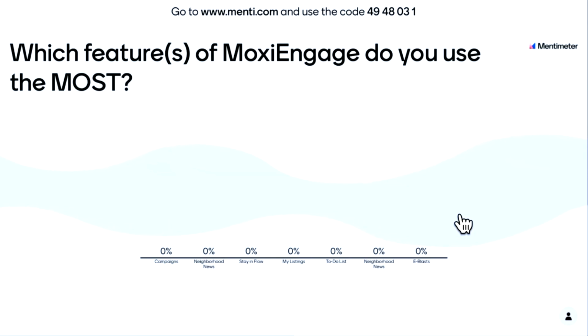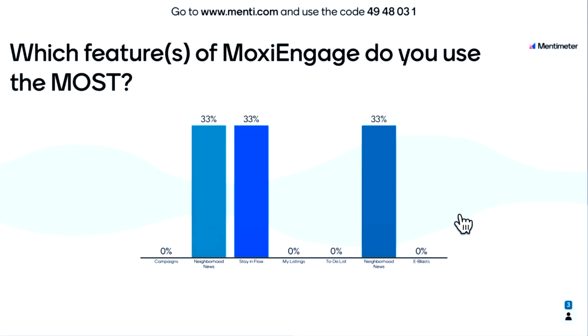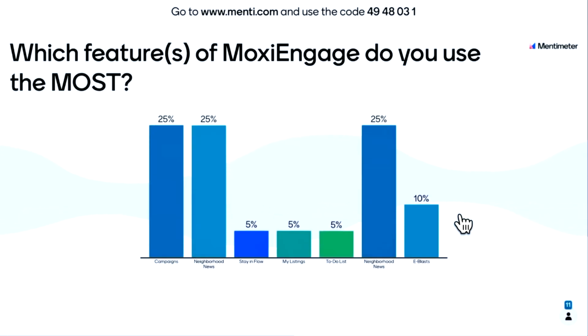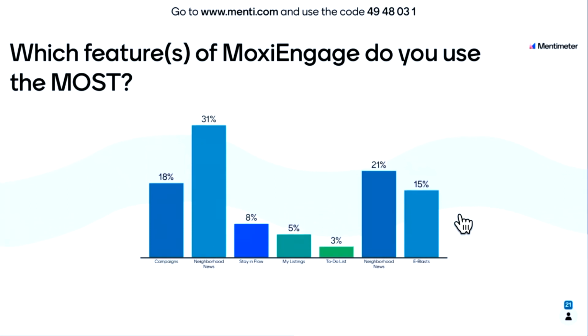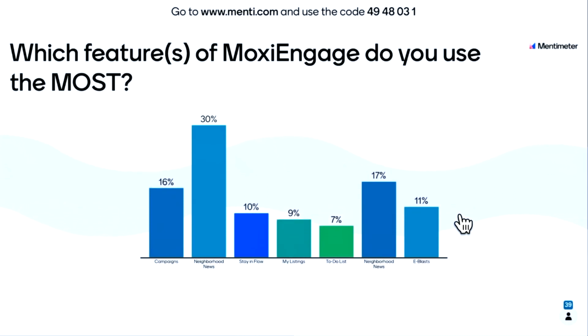So what feature of Moxi Engage are you using the most? You can actually answer a couple of different features here, friends. You see how quickly this is updating from all of you. If you need to, you can go to menti.com and just punch in the code 4948031. You see it at the top of your screen. If you lost that, just go to menti.com and punch that in. But let's take a look at what you as a group, 76 of you so far, have voted. We've got more to come, I'm sure, so give it a few more seconds.